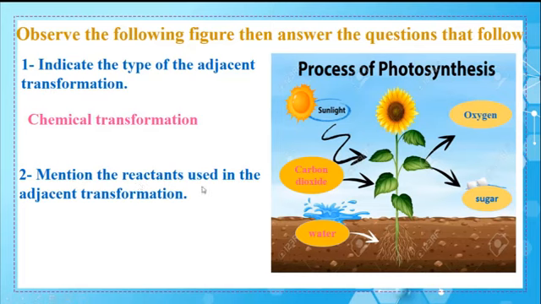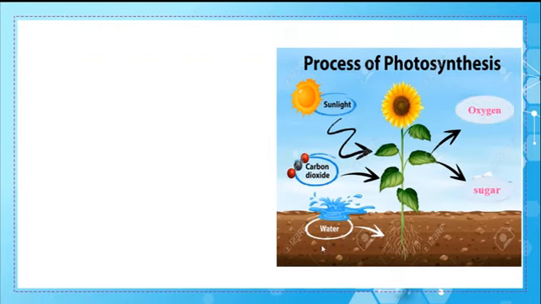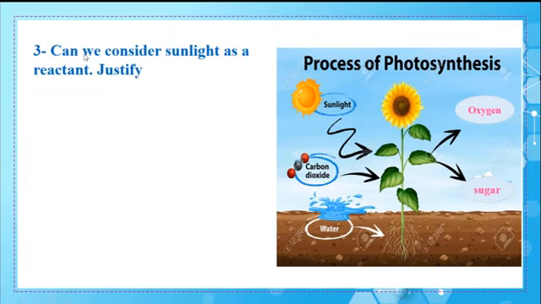Now, mention the reactants used in the adjacent transformation, knowing that reactants are the used substances. Yes, what do we use at the beginning? Good, it's carbon dioxide and water. Nice. Why didn't we mention the sunlight? Can we consider sunlight as a reactant? Think about it. Yes, we used the sunlight at the beginning. Why didn't we mention it as a reactant? Think. Good. No, since it's an energy, not a substance.